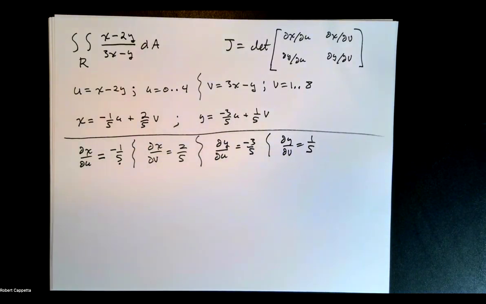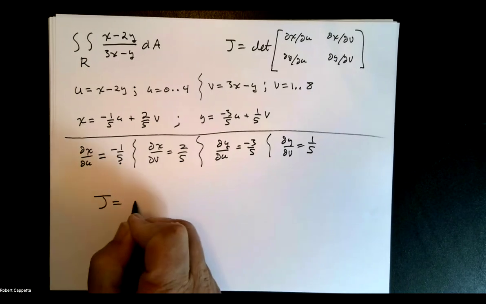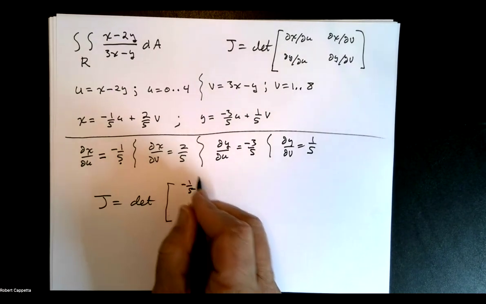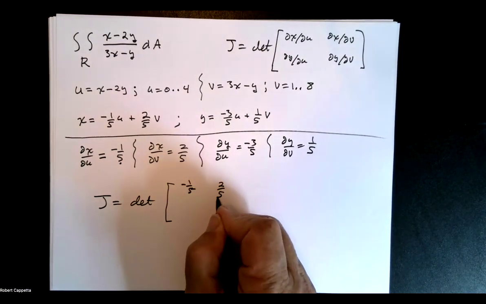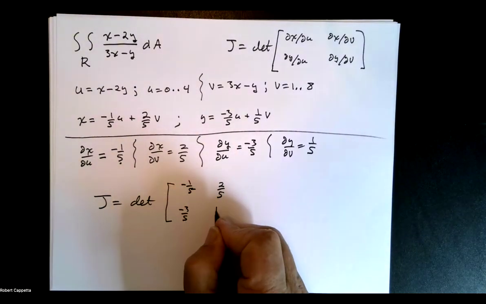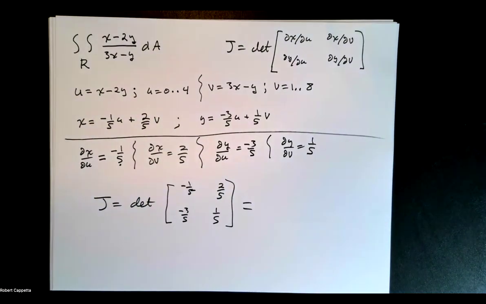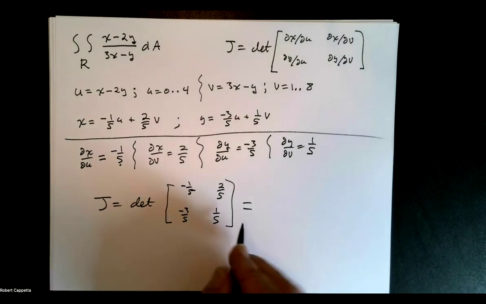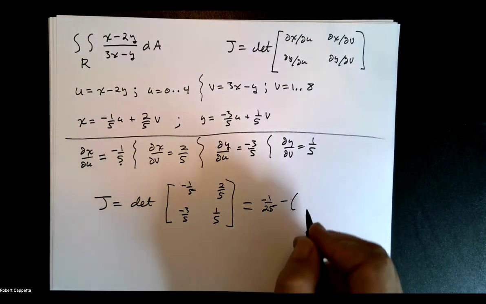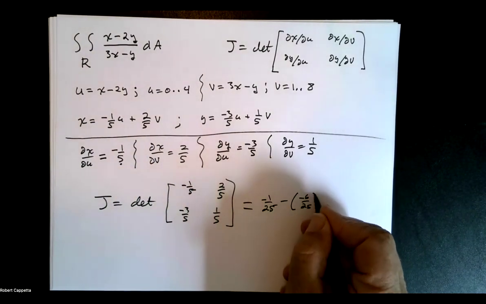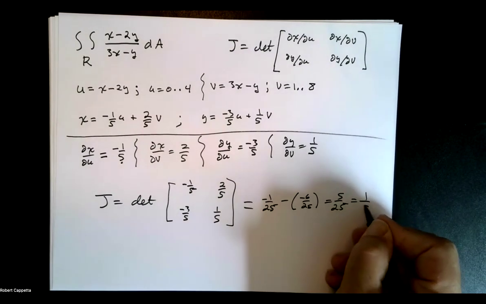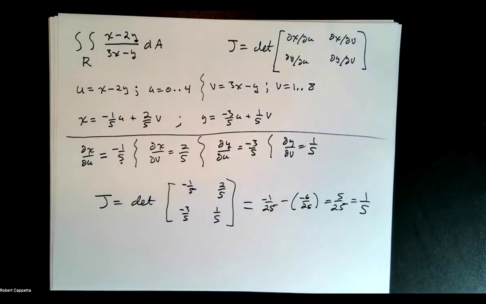So let's lay out our elements in our determinant for the Jacobian. Determinant of partial of x with respect to u, −1/5, partial of x with respect to v, 2/5, partial of y with respect to u, −3/5, partial of y with respect to v, 1/5, which will be −1/5 times 1/5, −1/25, minus −3/5 times 2/5, −6/25, which is −1 plus 6, or 5/25, which equals 1/5. So our Jacobian gives us 1/5.